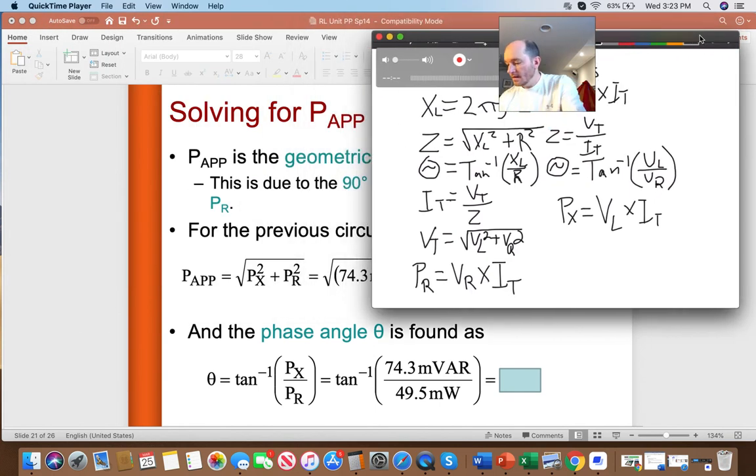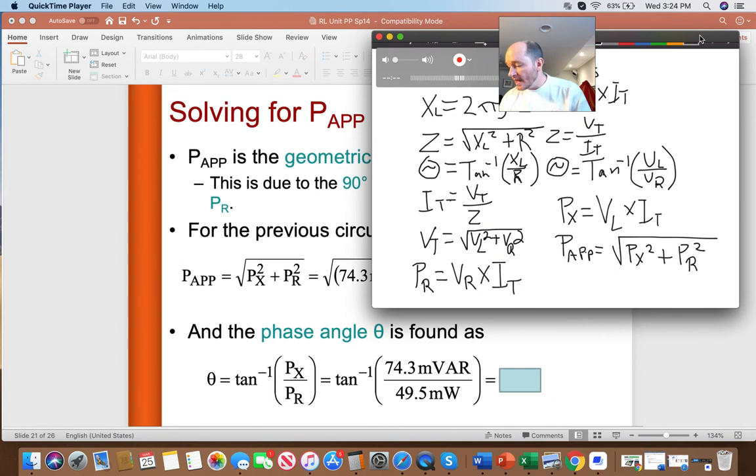So PAPP equals the square root of PX squared plus PR squared. Okay? All right? And so this is how you calculate that out. This is one of the ways you can calculate it out. There's actually another way to calculate it out as well, which is a little bit easier.